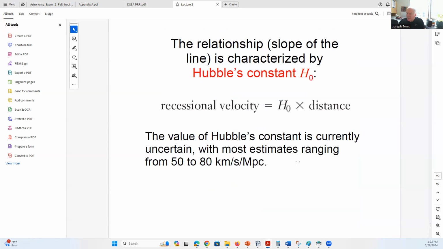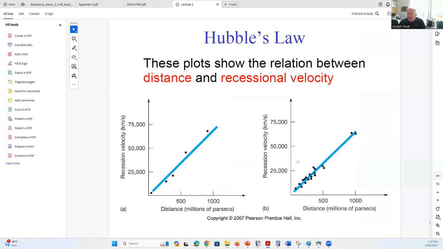So next week, we'll talk more about this Hubble constant and what it means and how it can be used to look at the age of the universe.